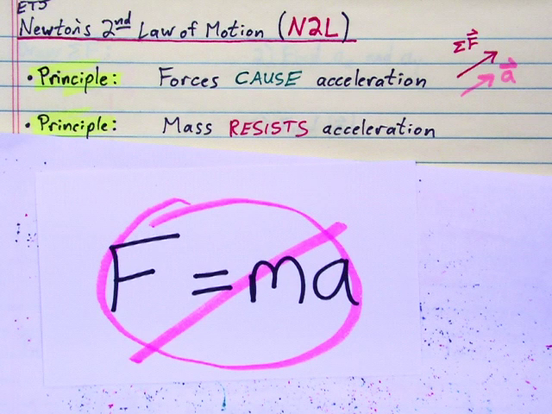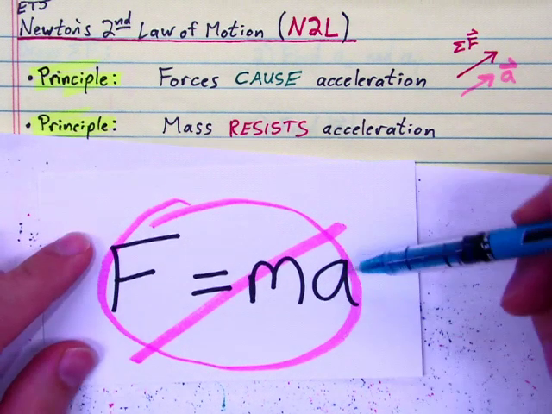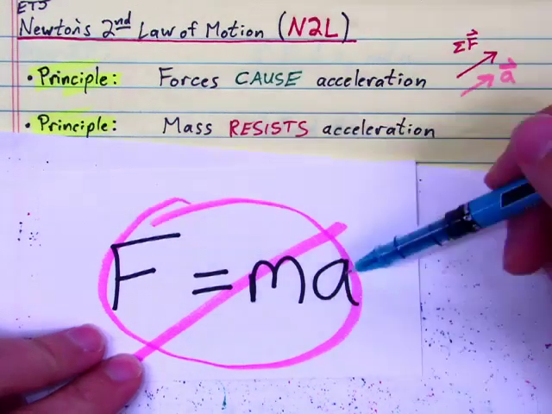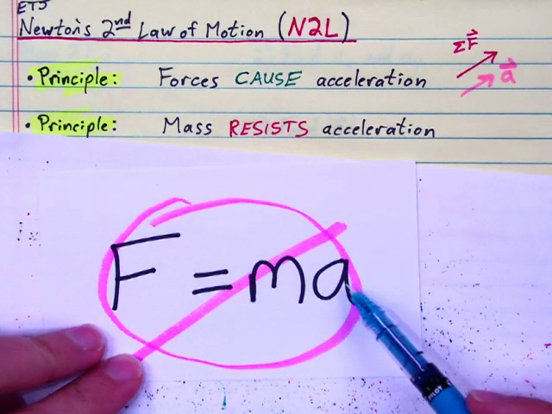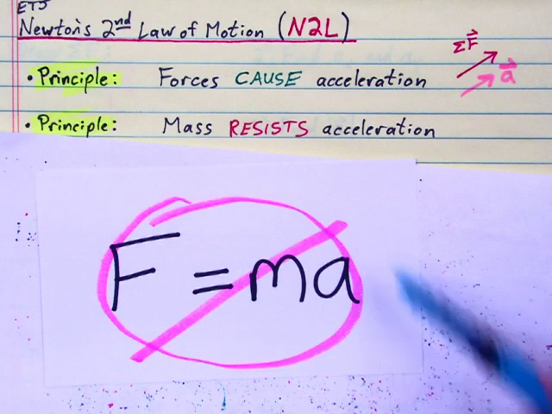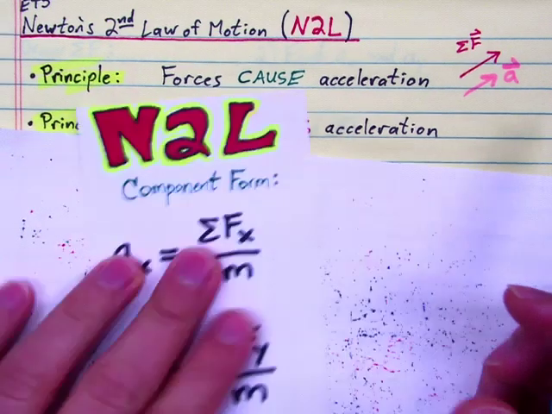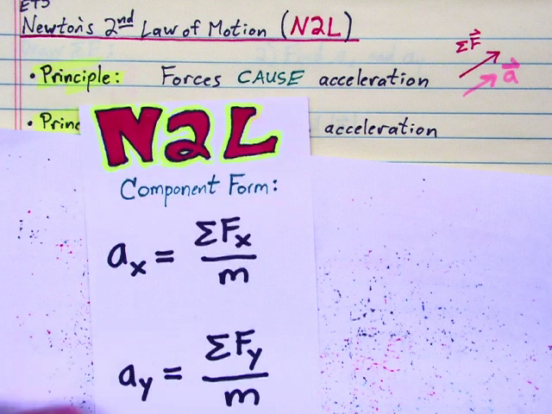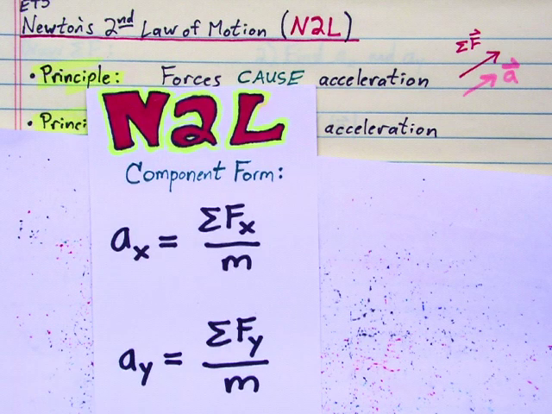But that's totally backwards. Acceleration is the outcome. Force produces acceleration. Mass resists acceleration. So writing Newton's second law like this just confuses the whole matter. Never write it like this. Written this way indicates what's really going on.